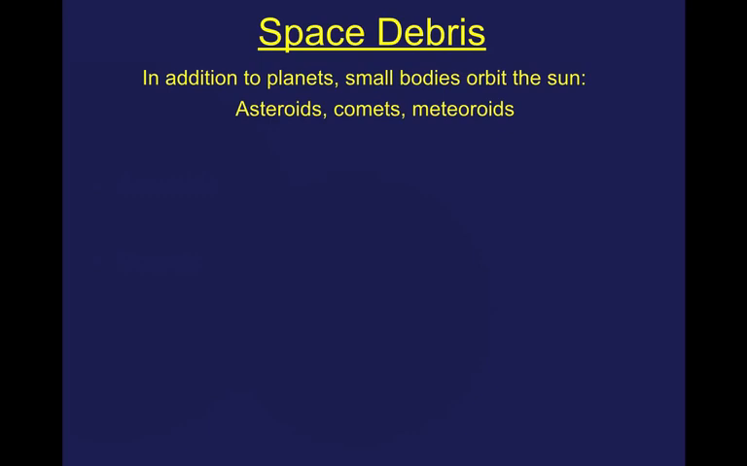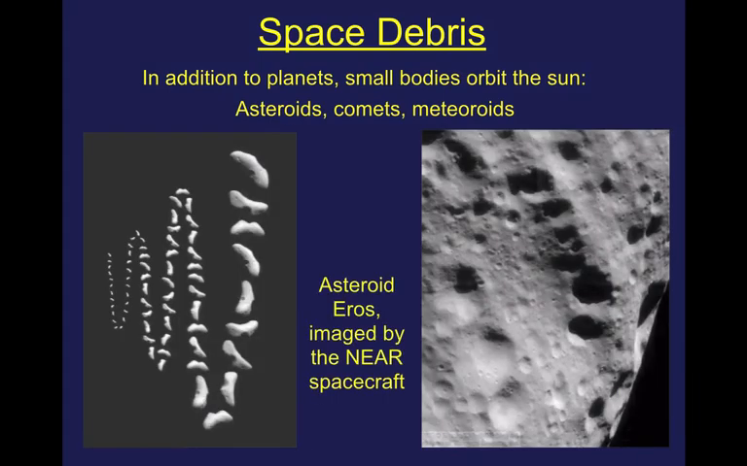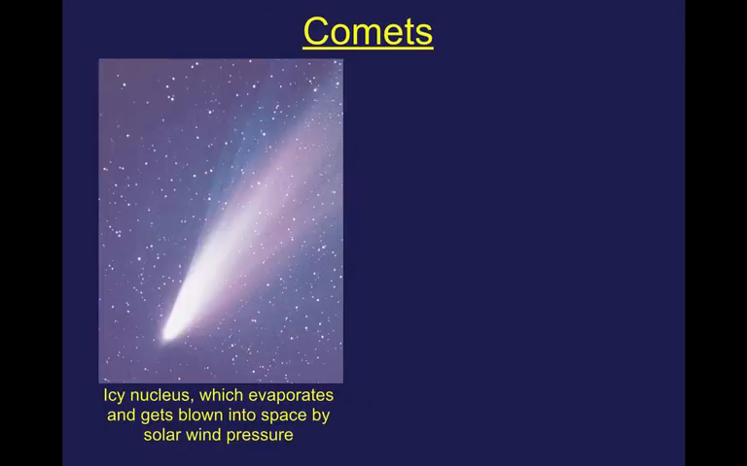So let's take a look at some of those space debris that are out there. We'll take a closer look at them as we go. Here's some nice images of an asteroid. This is asteroid Eros. It's interesting to notice that even these asteroids have craters. Every surface that's solid in our solar system shows evidence of this cratering.